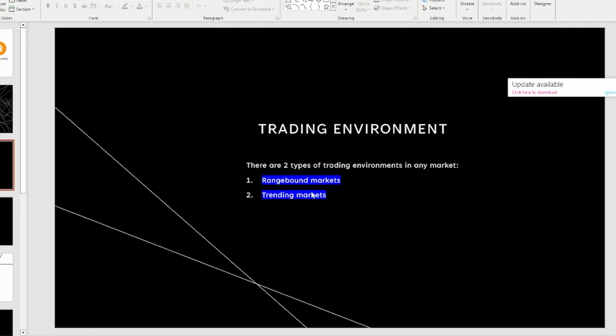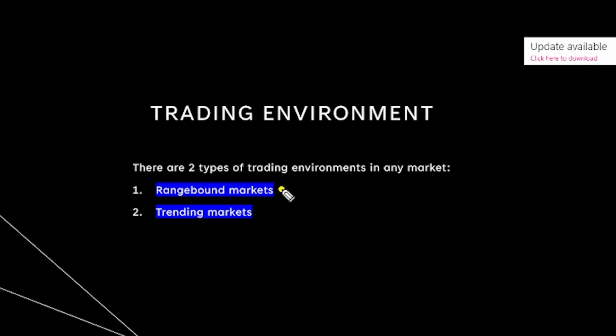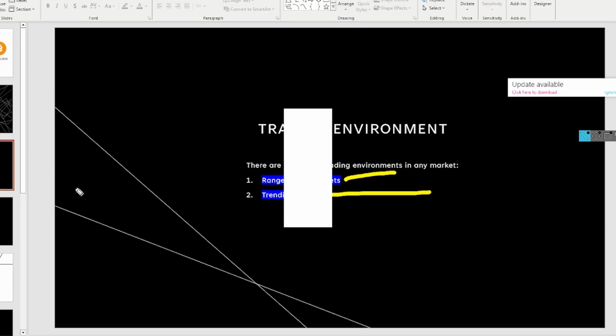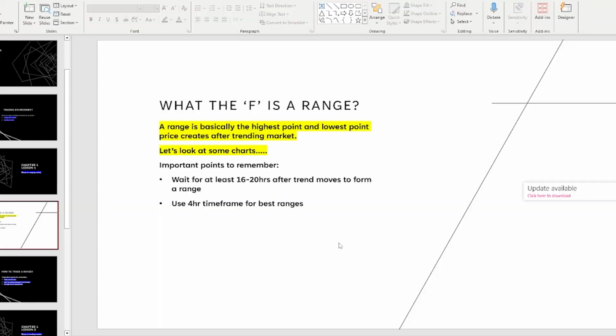Now moving on to the trading environments in a market. There are basically 2 types of trading environment in a market. That is, a market could be either range bound or it could be trending. So let's start with the first chapter, that is Bitcoin in ranging markets. So let's first answer the age-old question as to what is a range. A range is basically the highest and the lowest points that price creates after a trending move.